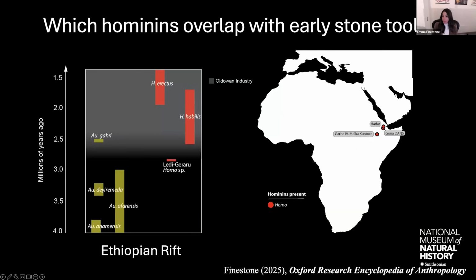We also have found at Gona between 1.6 and 1.5 million years ago, a cranium attributed to Homo erectus that was discovered alongside both Oldowan and Acheulean artifacts. So it's clear that Homo was making and using Oldowan tools in the Ethiopian Rift, and in fact, Paranthropus isn't present in this region. Some have argued that Australopithecus garhi may have been a tool user.